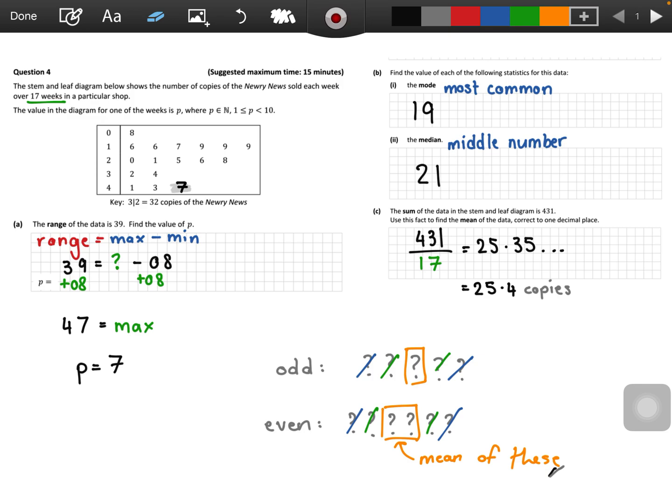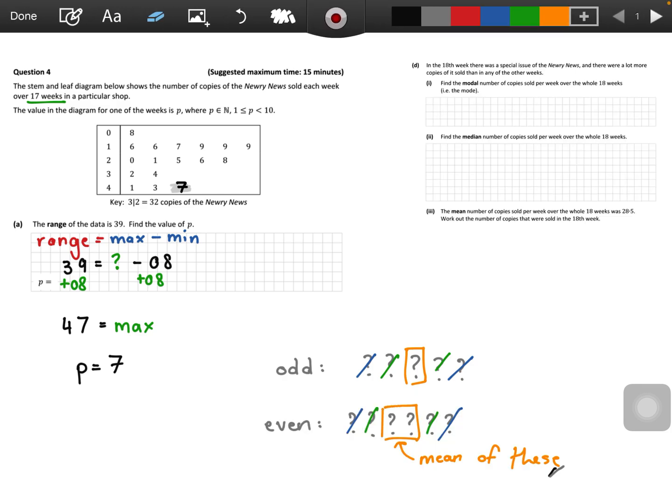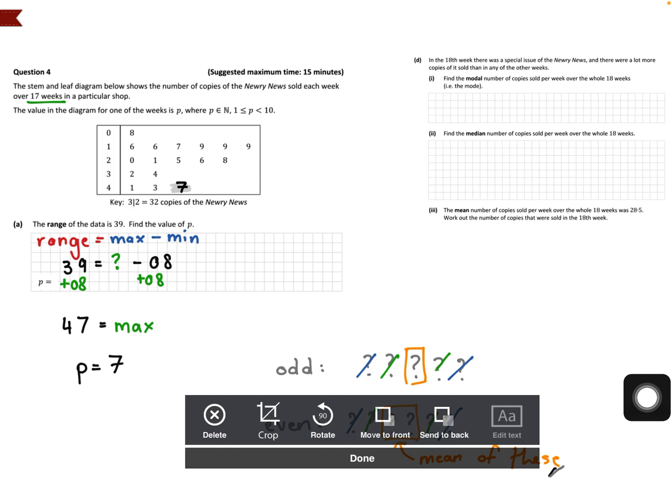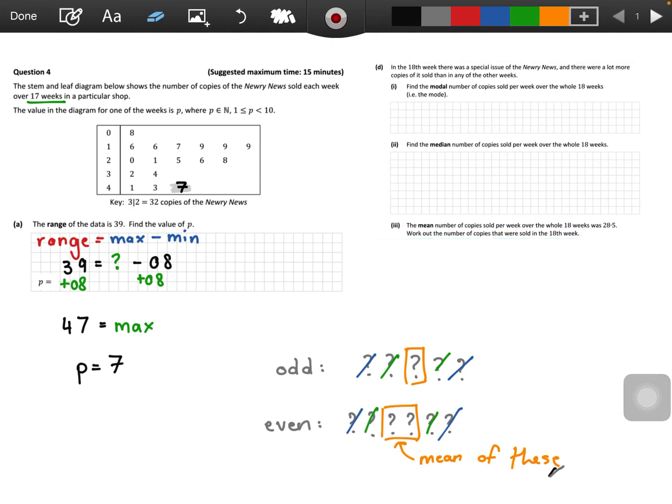But I want to look a little bit more then at if we were to add in one piece of data into this stem and leaf. So it goes on to add in one piece of data into the stem and leaf. It says in the 18th week, there was a special issue of the Newry News, and there were a lot more copies of it sold than in any of the other weeks.